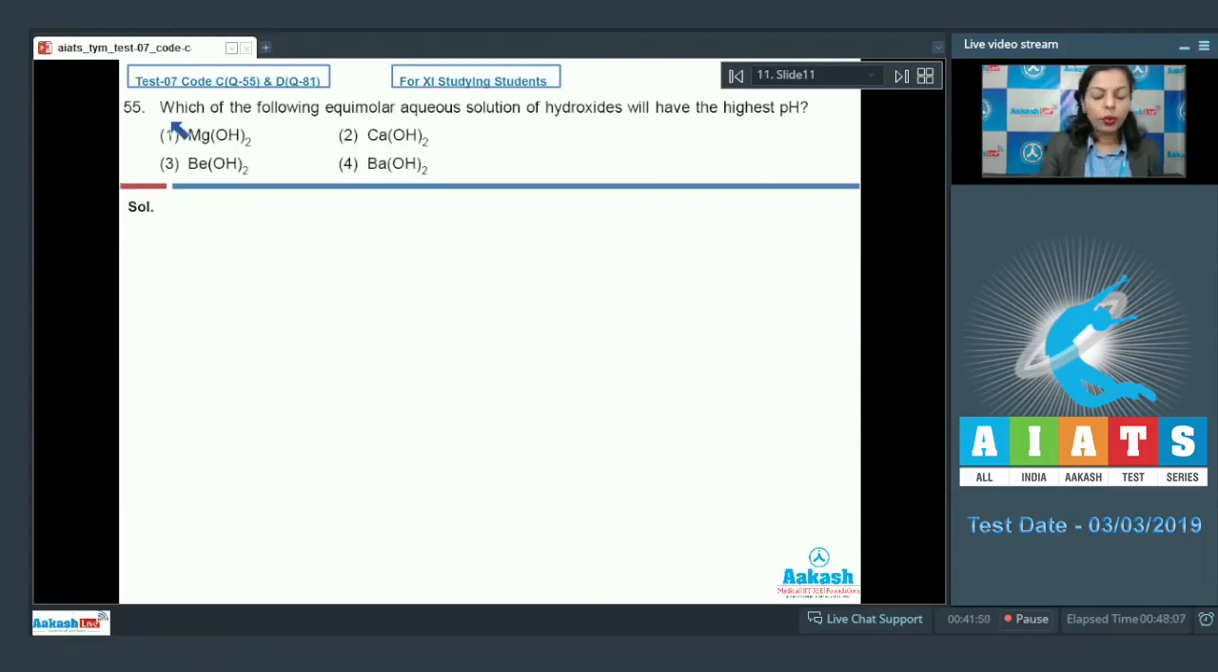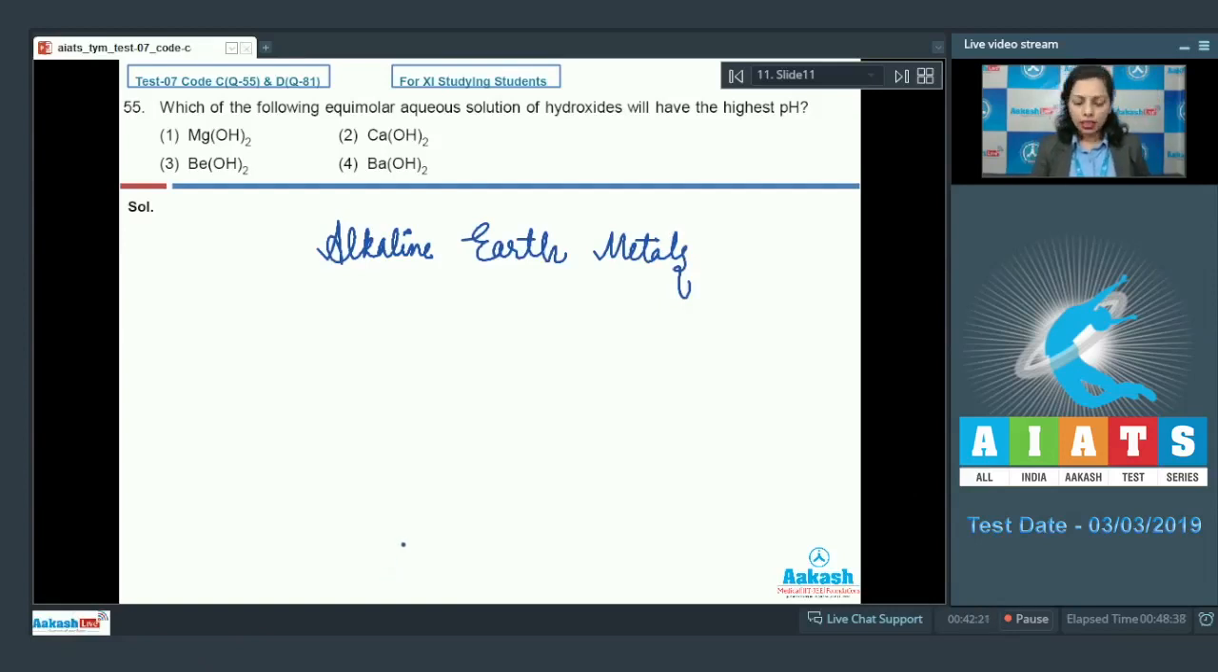After that, question number 55. Which of the following equimolar aqueous solutions of hydroxide will have the highest pH? Highest pH means which has the maximum basic character. If you look at the given options, we'll identify that these all are the hydroxides of alkaline earth metals. If we talk about alkaline earth metals, the order is first beryllium, then magnesium, after that calcium, and then barium.